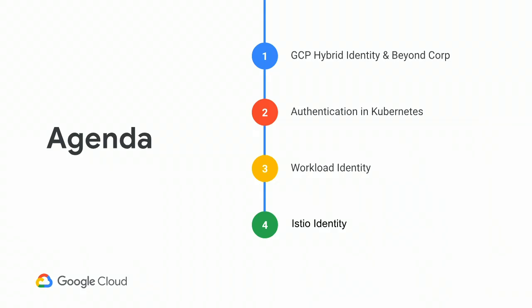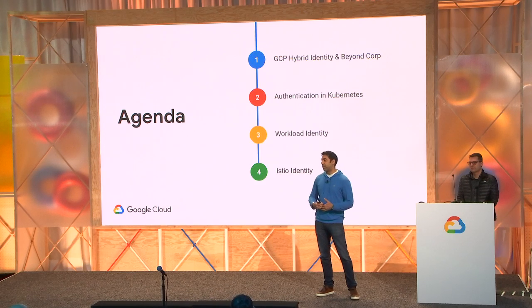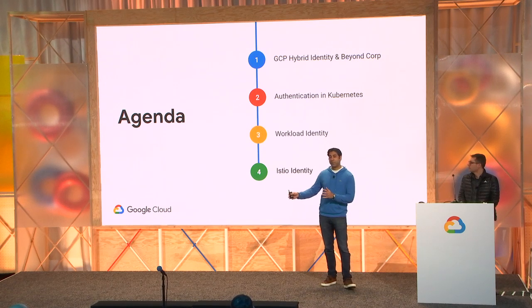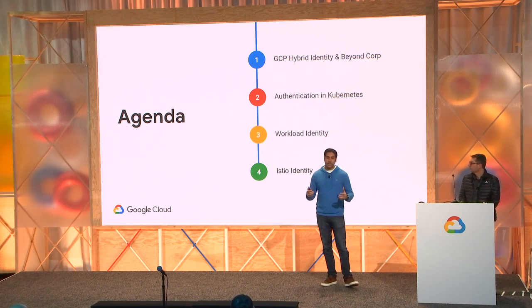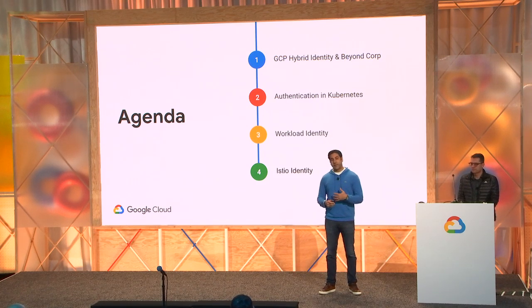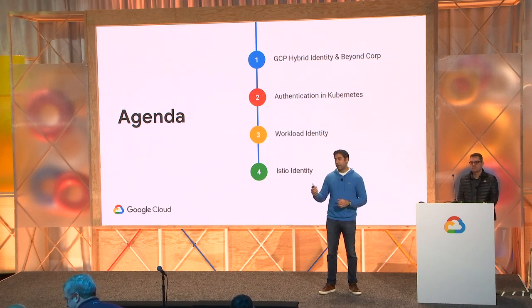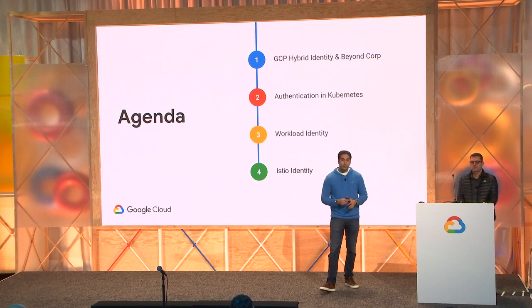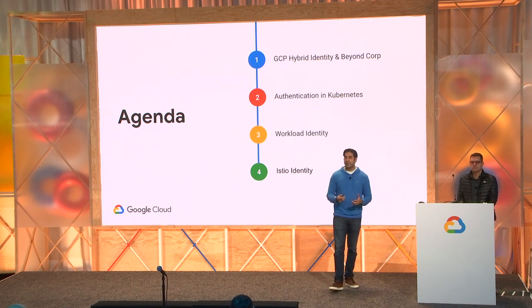In today's talk, we'll be walking through a deep dive into a couple of specific use cases around hybrid identity, starting with GCP, hybrid identity, and BeyondCorp. We'll then talk a little bit about authentication inside of Kubernetes, getting into things like workload identity, on how you can start using workloads that exist in different systems and get access across without having to do things like key exchanges or downloading specific user keys or service keys. The final thing that we'll talk about today is Istio identity.